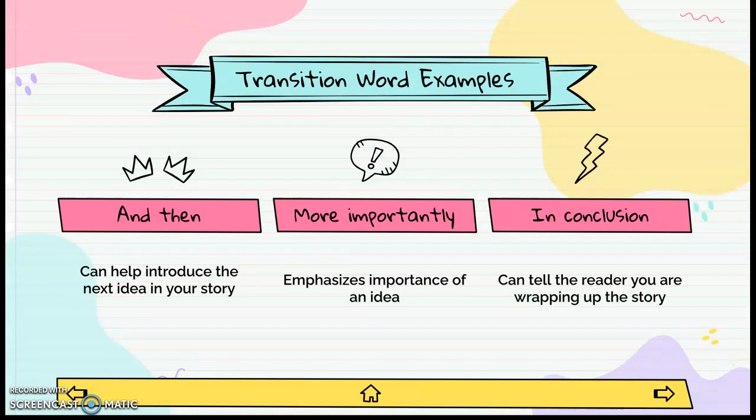Here are some examples of transition words that you can use in your writing. "And then" can help you introduce the next idea in your story. "More importantly" can emphasize importance of an idea in relation to another idea. And "in conclusion" can help tell the reader that you are wrapping up your story.